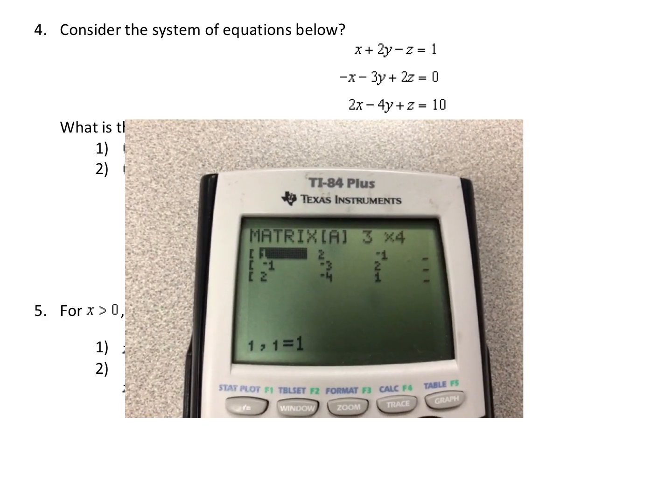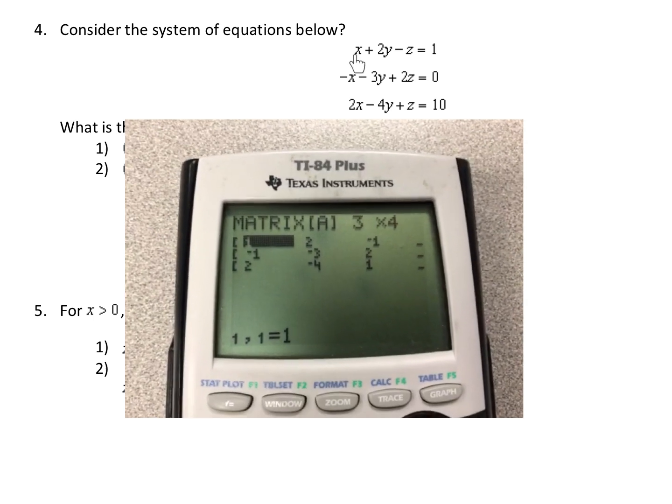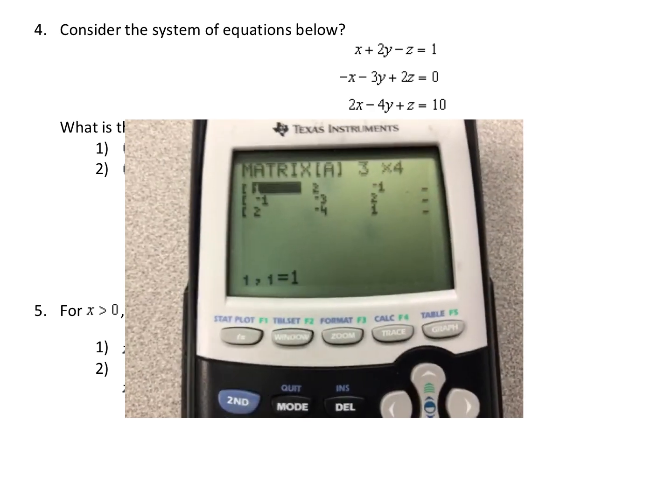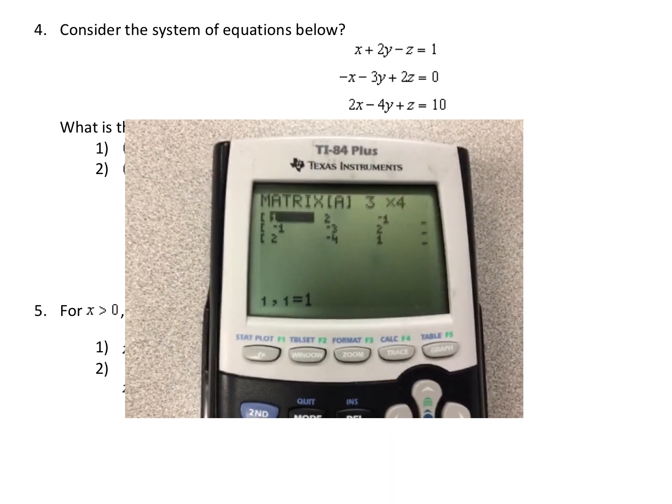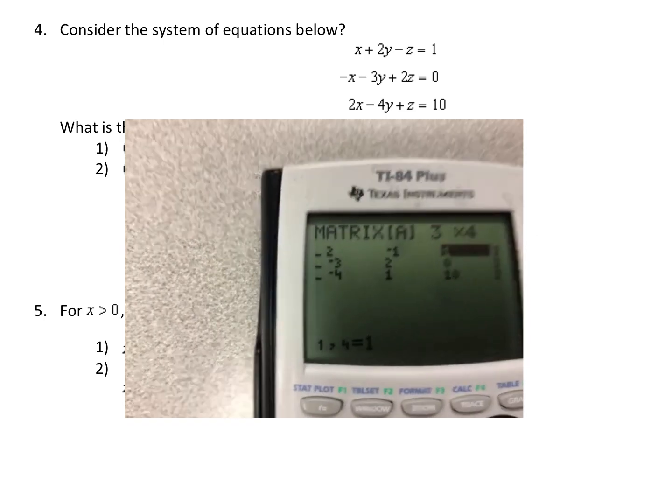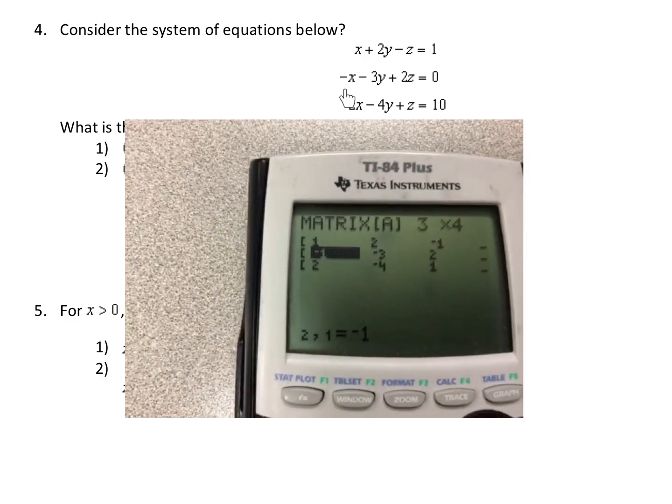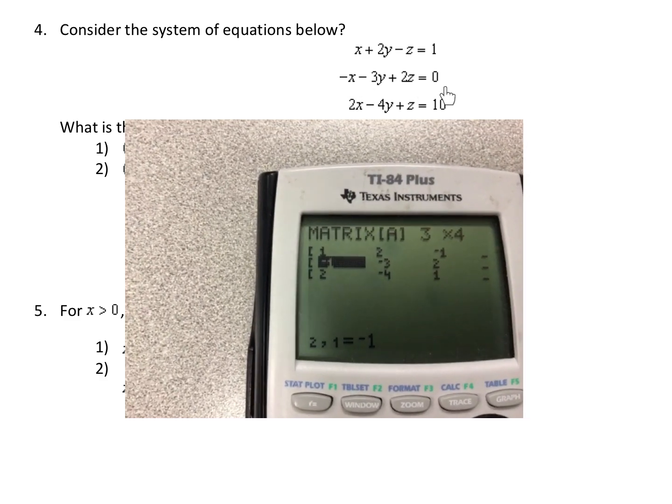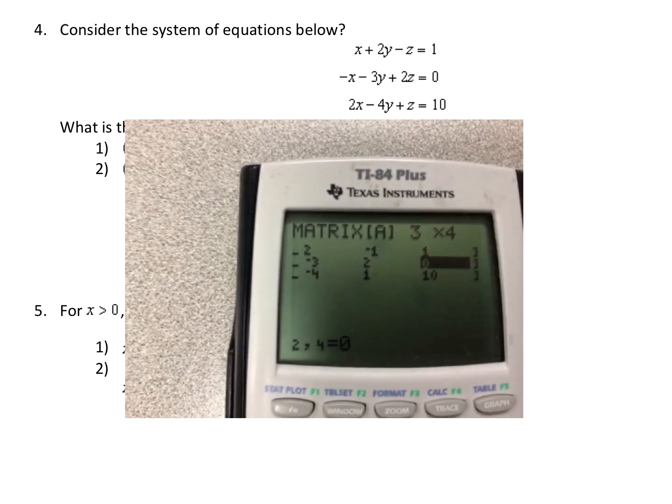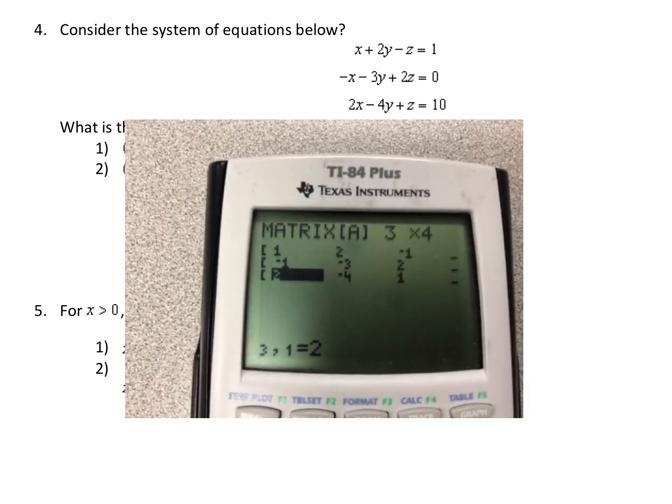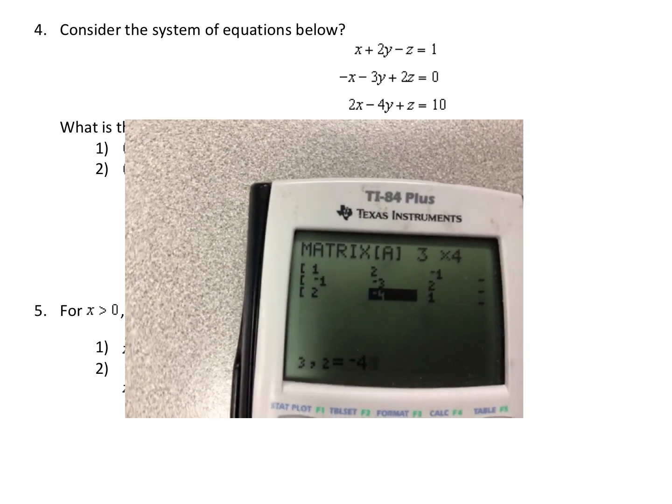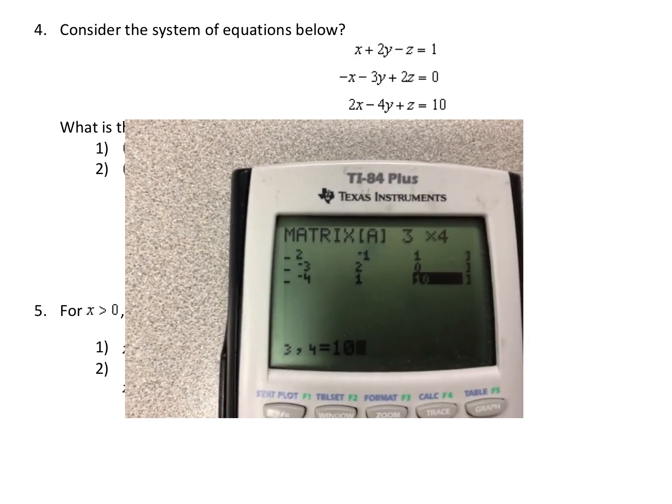Actually, this matrix is in my calculator already. Look at this. The numbers we were typing are 1, 2, -1, and 1. I'm gonna do it anyway, just so I could show you, but I'm gonna hit 1, enter, 2, enter, -1, enter, and then 1, enter. Then I go to the next row and I type in -1, -3, 2, 0. So -1, -3, 2, and 0. Okay, and then the last row is going to say 2, -4, 1, 10. So 2, -4, 1, and 10.